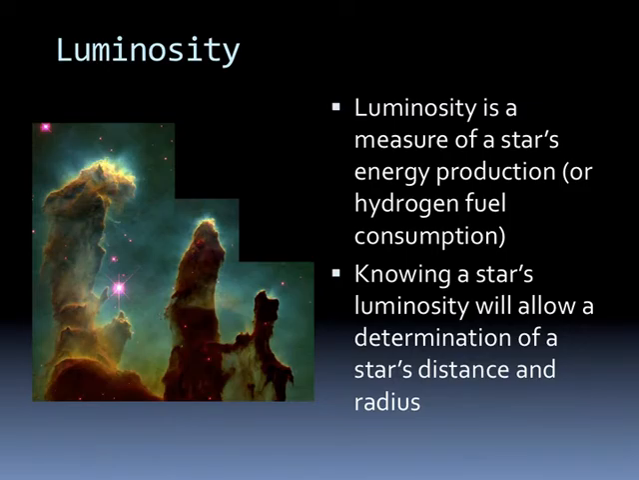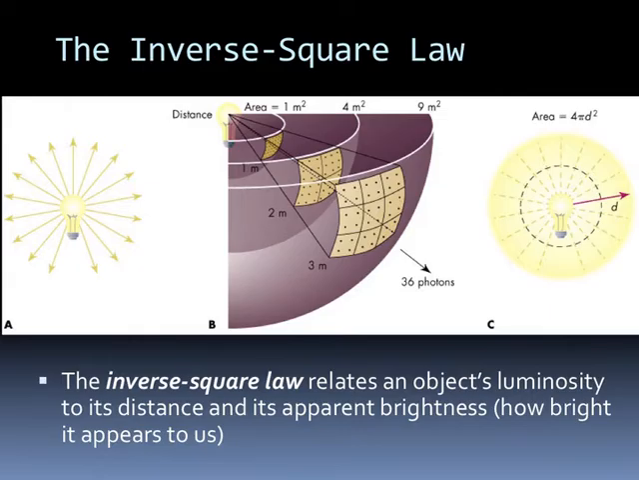Luminosity is a measure of a star's energy production, or in other words, how fast it's burning hydrogen fuel. So knowing a star's luminosity will then allow us to determine the star's distance and radius. The inverse square law relates an object's luminosity to its distance and its apparent brightness, how bright it appears to us.